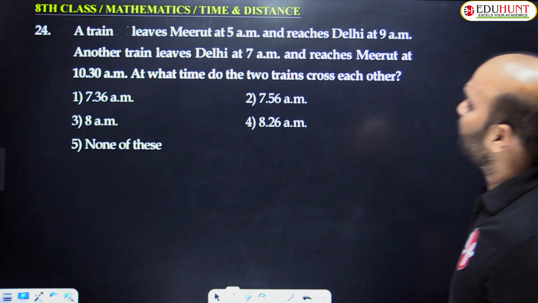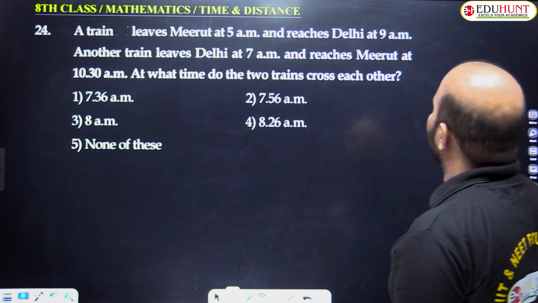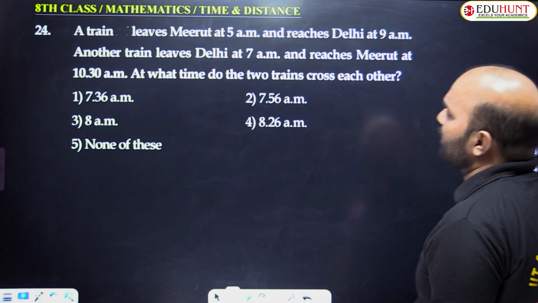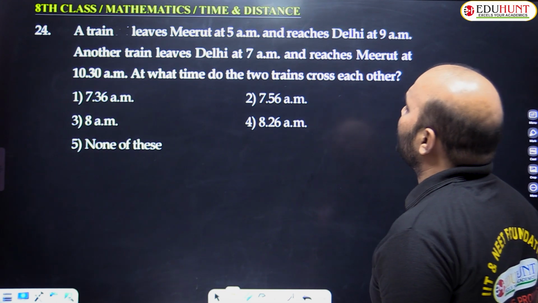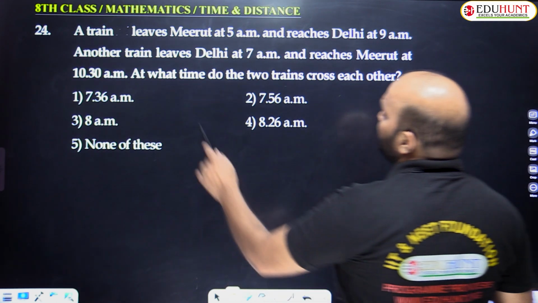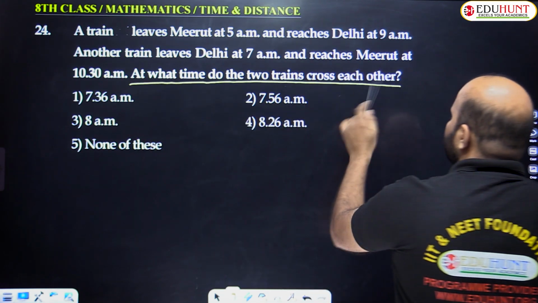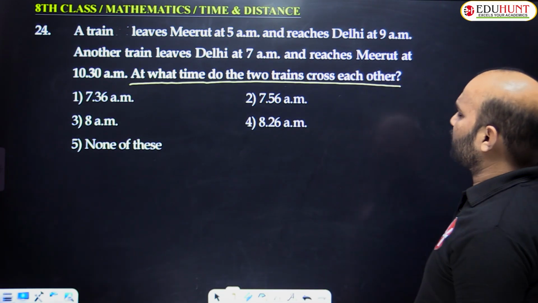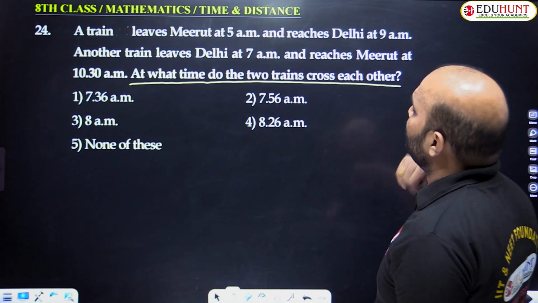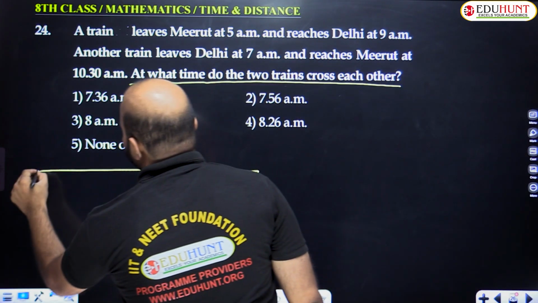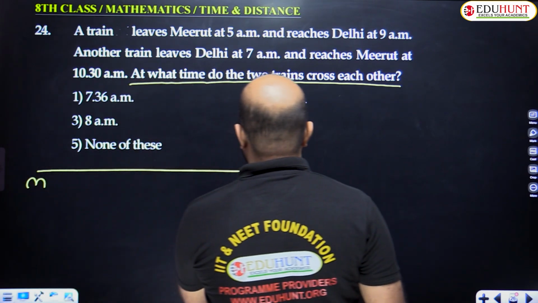A train leaves Meerut at 5 am and reaches Delhi at 9 am. Another train leaves Delhi at 7 am and reaches Meerut at 10:30 am. At what time do the two trains cross each other? The question I am asking is at what time they will cross or pass each other. Nothing but crossing time is asked at the end. But before that, two stations are given, Meerut and Delhi.